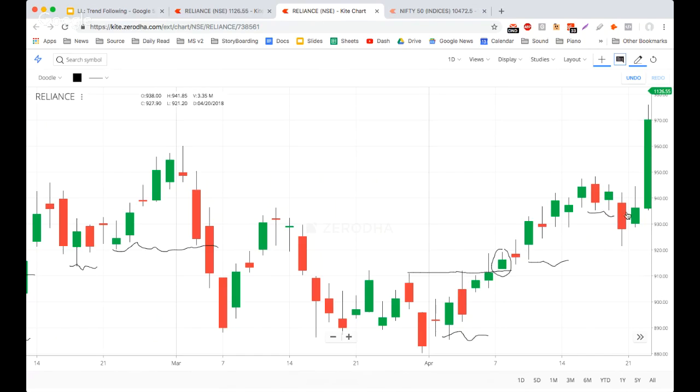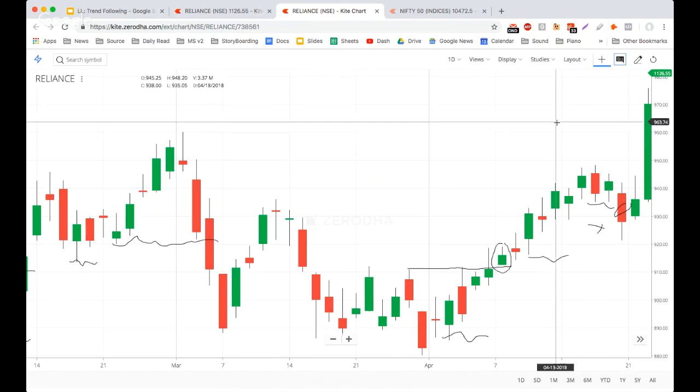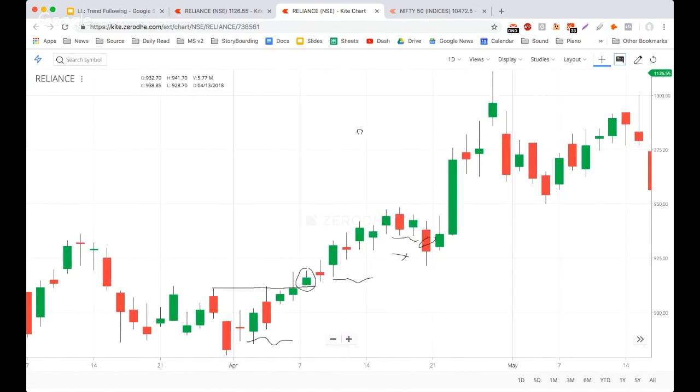You trail the stop, stopped out. Again, this is a small profit, but not a loss, guys. A small profit, not a loss. Let's see the next trade after that.